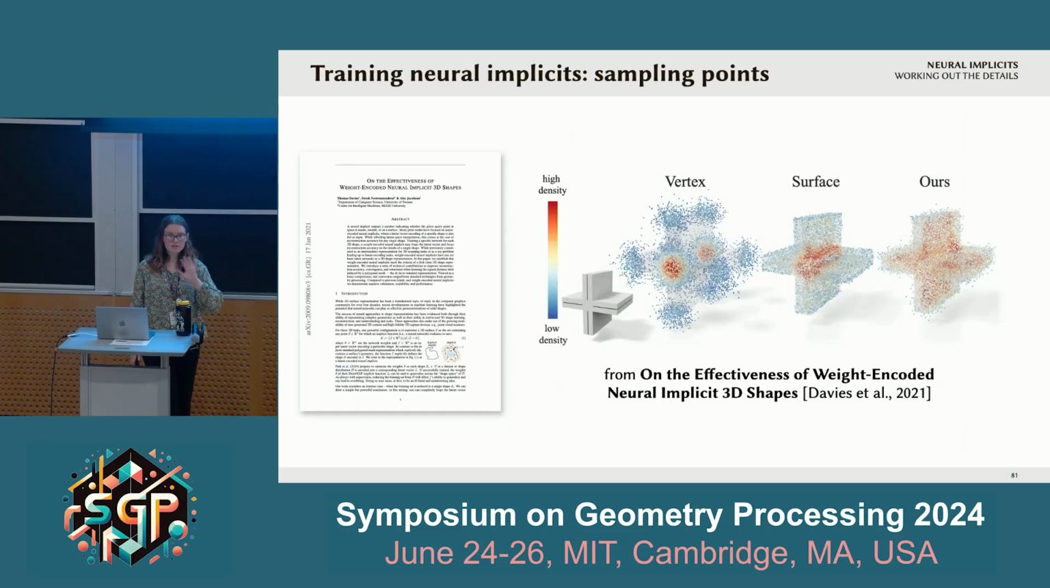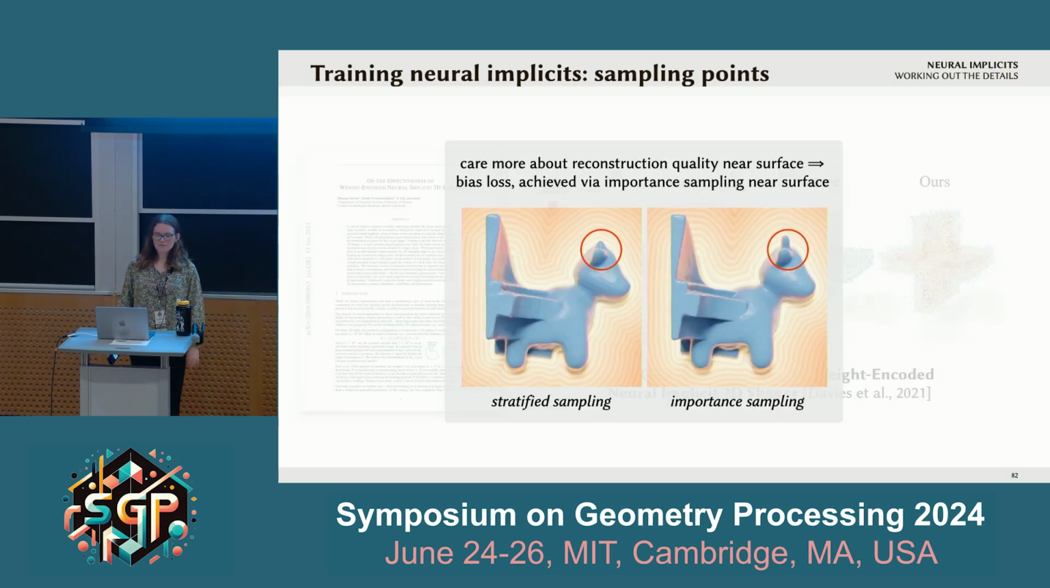Finally, it's also often really important to consider how you choose sample points for tasks where you need to do that, like overfitting a single shape, or fitting a network to a family of shapes as well. Some general principles behind how you should do the sampling are described in this paper on the effectiveness of weight-encoded neural implicit 3D shapes. But as an overview, in general, we care mostly about the reconstruction quality of our implicit near the surface.